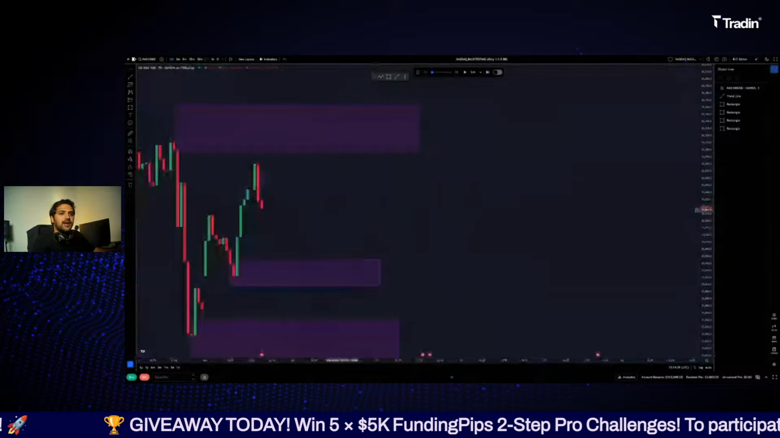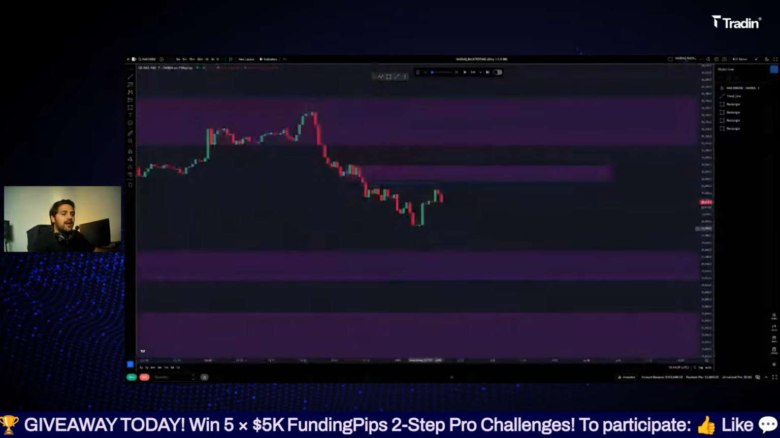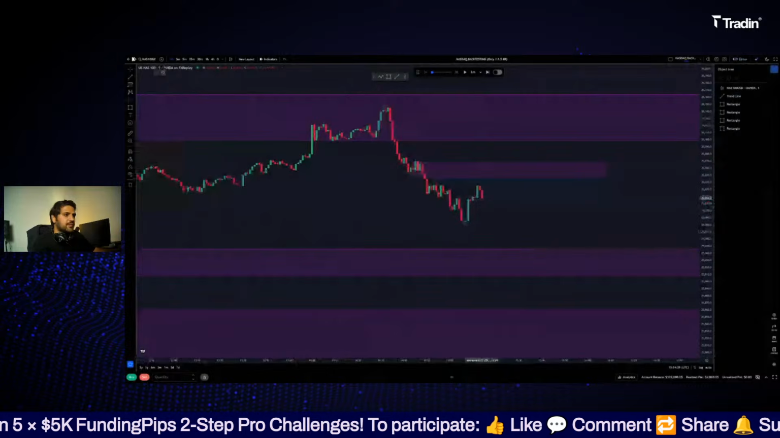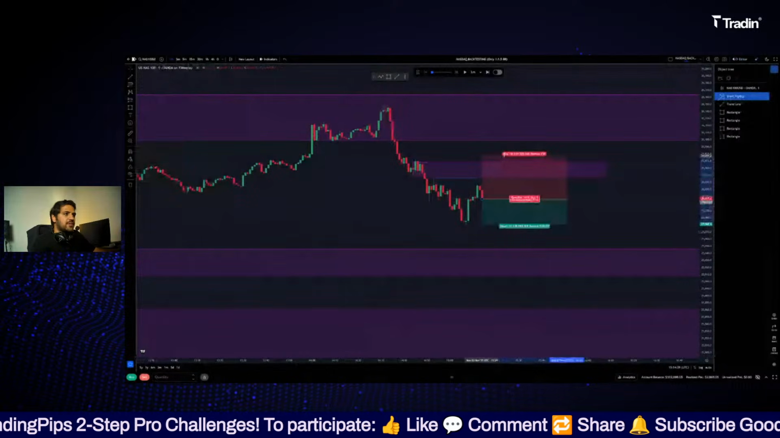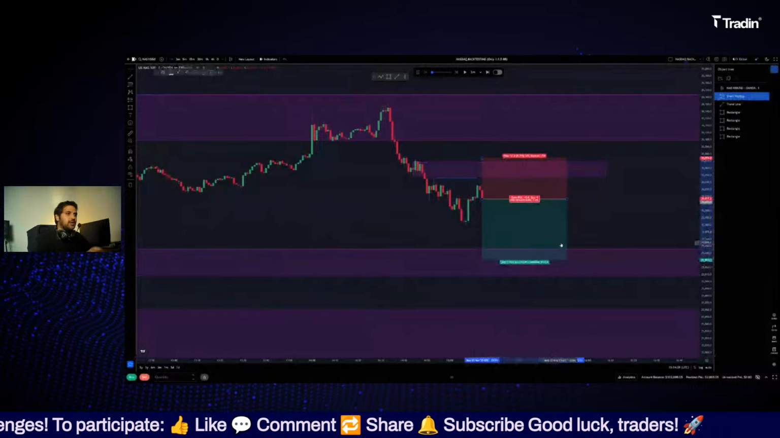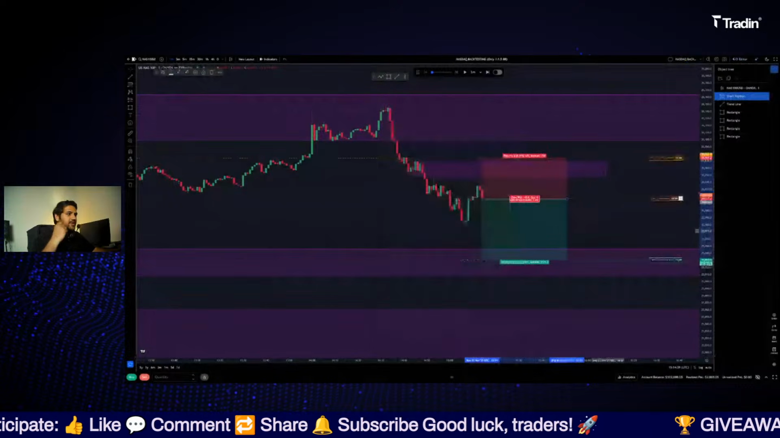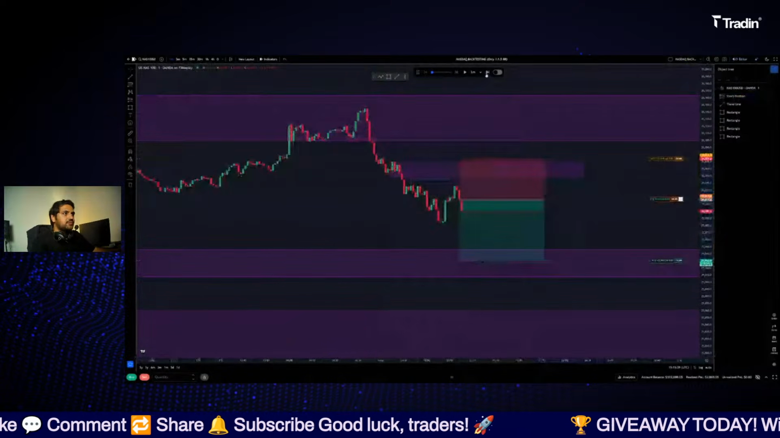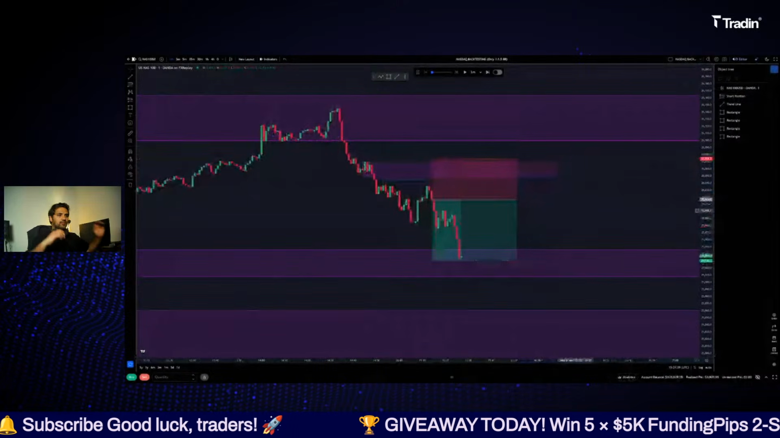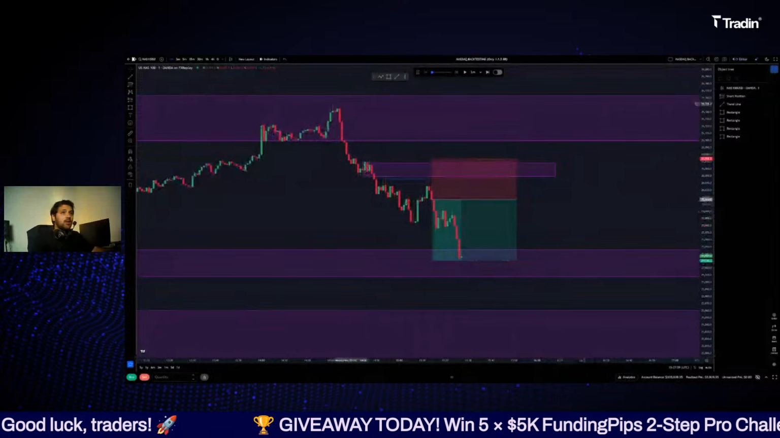So back on the 1 minute time frame, I'm just going to execute another sell position on this with a stop loss above this zone, and then we're going to target down till this zone. Let's go in with 2% risk. There you go.